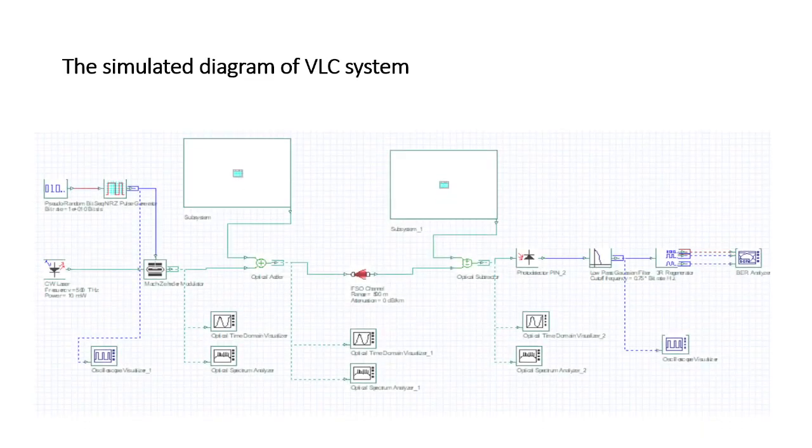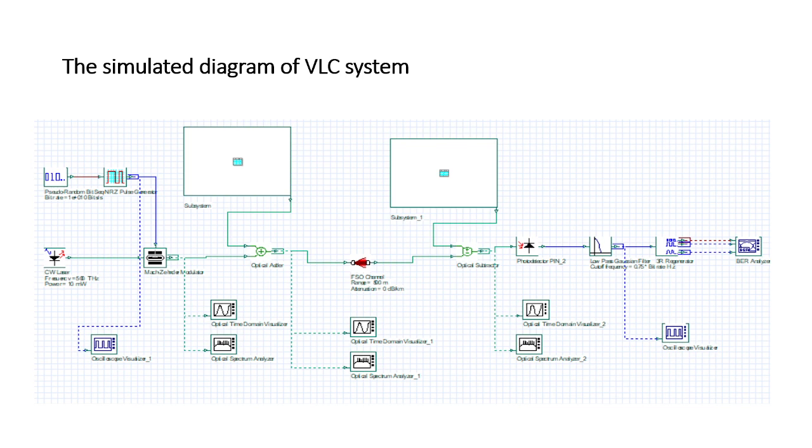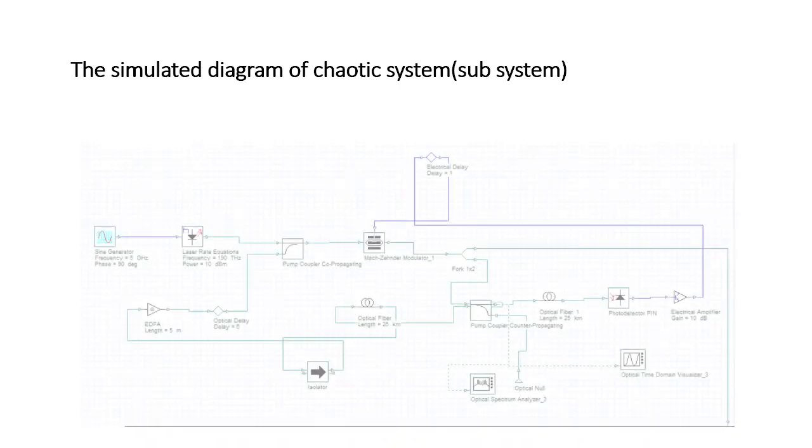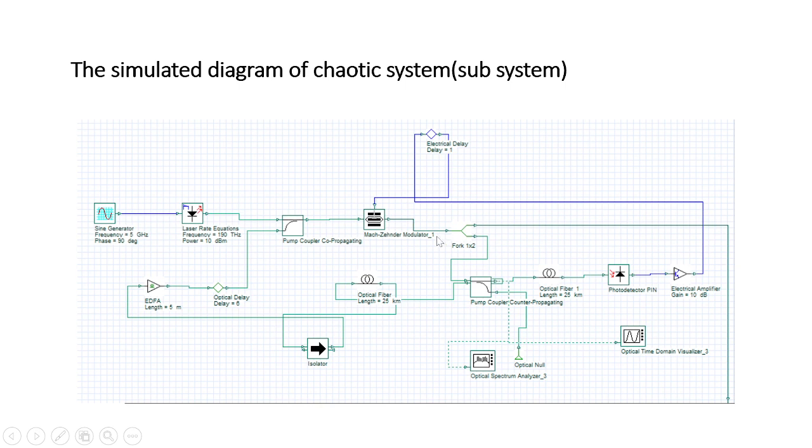Simulated diagram of visible light communication. This is the simulation diagram for visible light communication using the chaotic system. This shows the subsystem where the chaotic signal was generated, and here we use 500 terahertz. This is the simulated diagram of the chaotic system subsystem that we use to generate the chaotic signal. We use a bias current of 70 milliampere and a modulation peak current of 40 milliampere.